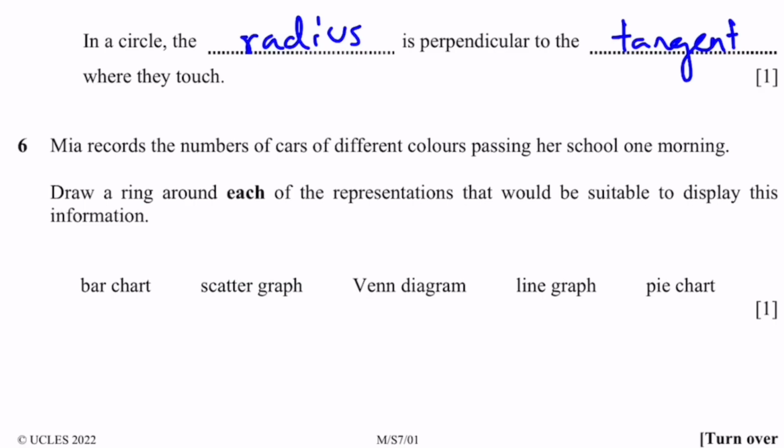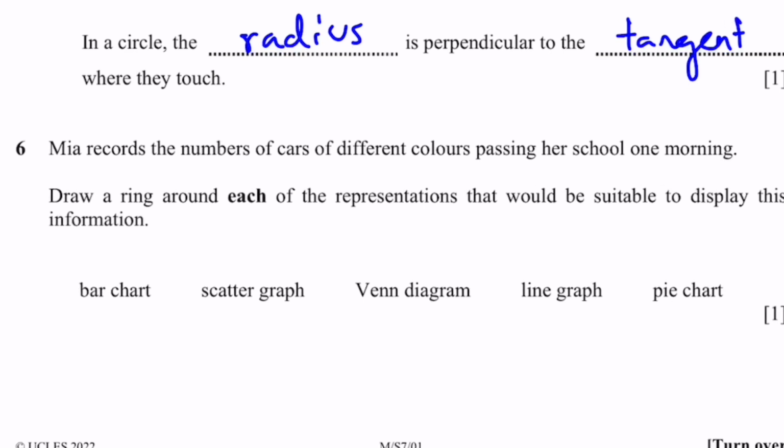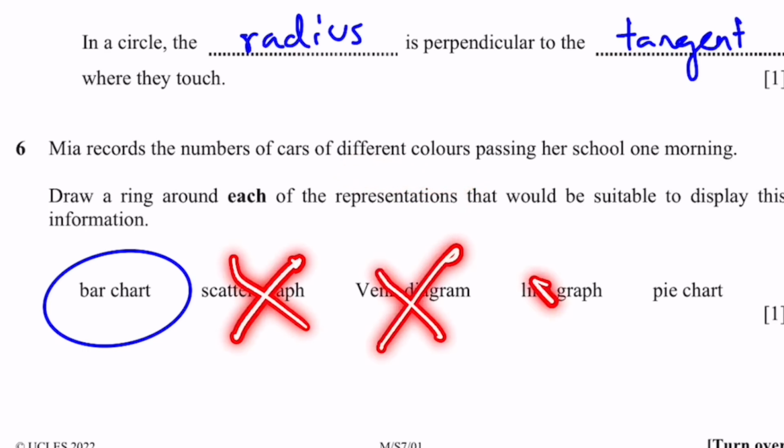Question 6. Mia records the number of cars of different colors passing her school one morning. Draw a ring around each of the representations that would be suitable to display this information. For this one, we need to see which ones can record data where one of them is a number and the other one is text. So for a bar chart, it's possible because the number can be the height of the bar and the name of the bar can be the text or the color name. Scatter graph cannot do this, Venn diagram cannot do this, line graph cannot do this.